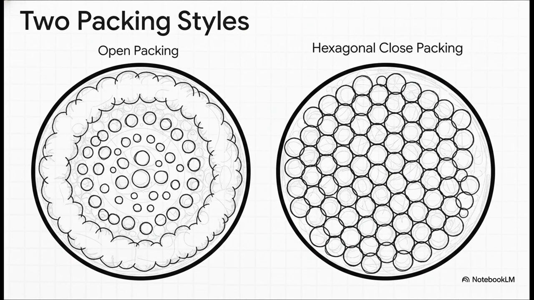And the practical difference here is huge. It's all about how the yarn feels and performs. That open packing style creates a fluffier, airier yarn. Think of a soft, chunky wool sweater. By contrast, that super efficient hexagonal close packing wastes almost no space, and that gives you a yarn that's much denser, smoother, and usually a lot stronger.